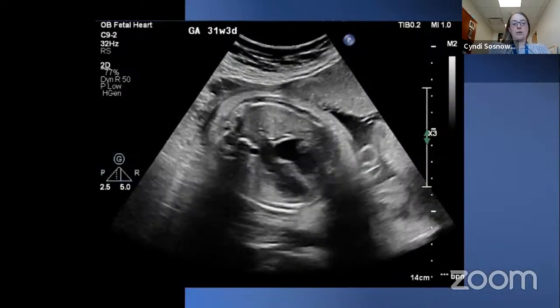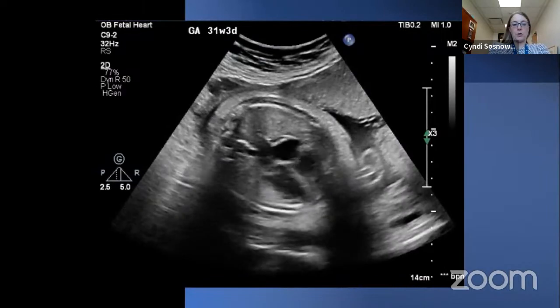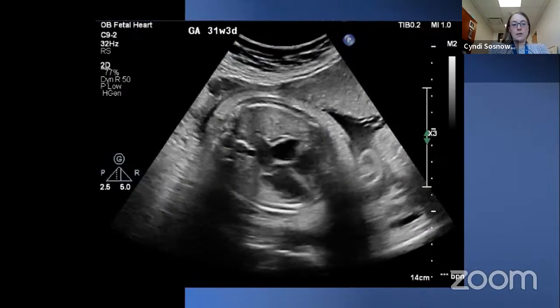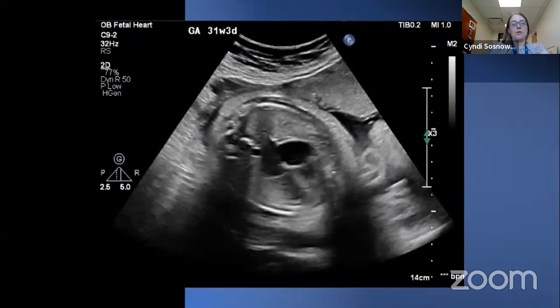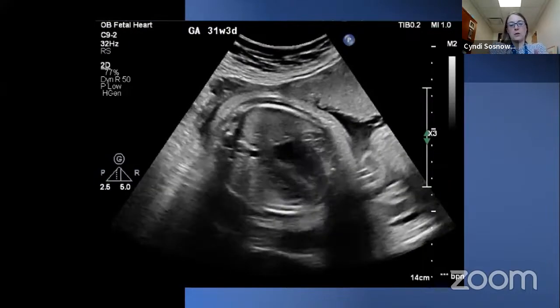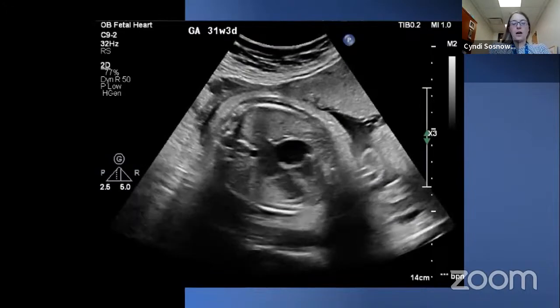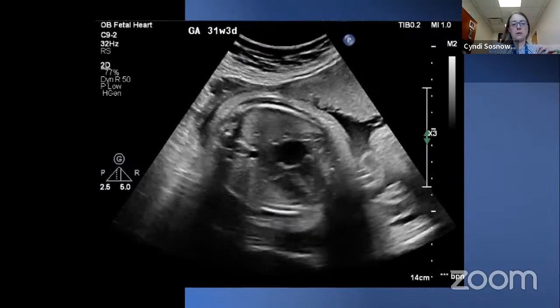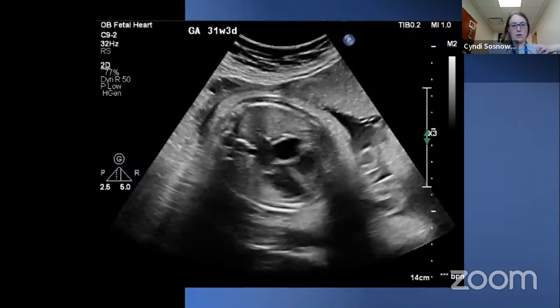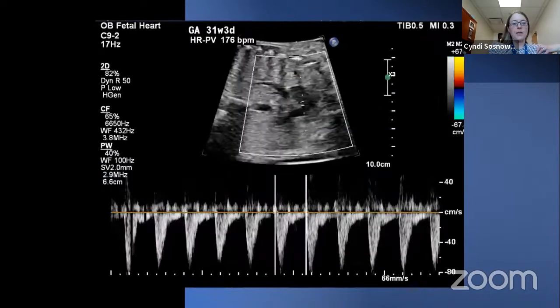This is a patient I personally saw at one of my community hospitals. As I was scanning, you can see throughout this video that at some points the heart rate goes a little bit fast and it caught my eye. It seemed a little faster than I normally see for a baby that I'm scanning at 31 weeks. When I did the outflow Doppler, I got a heart rate of 176 beats per minute. So this is sinus tachycardia in that mild range that we talked about.